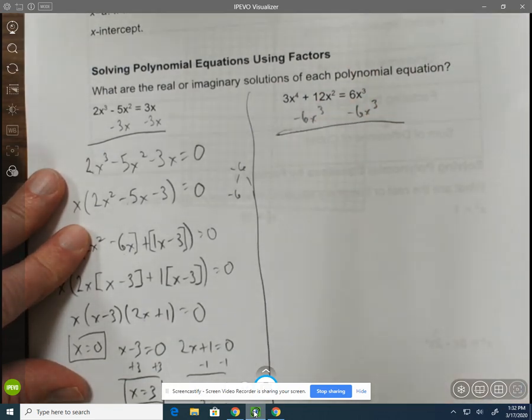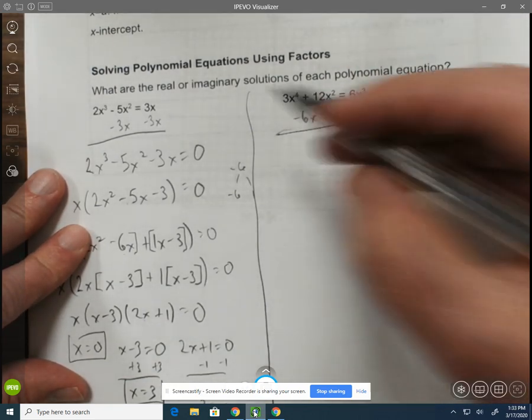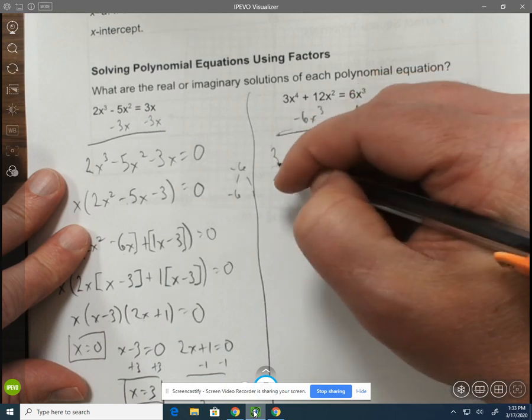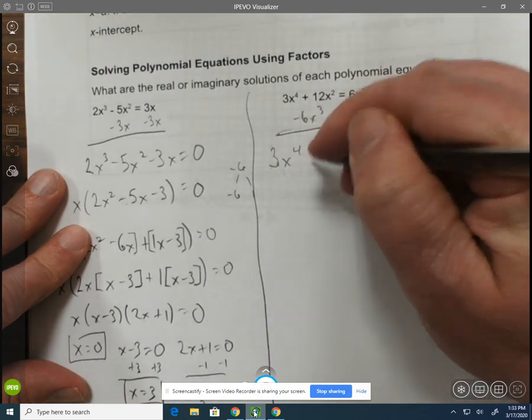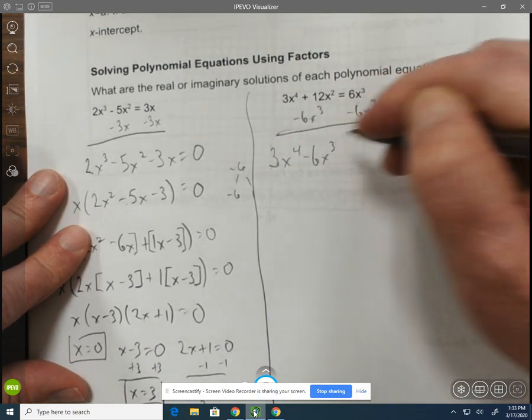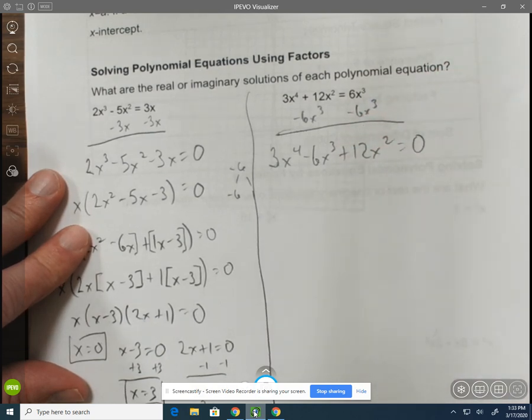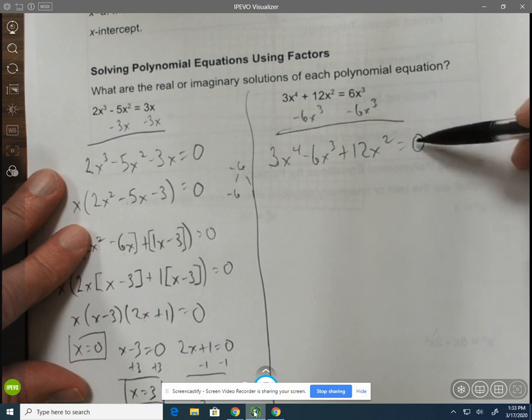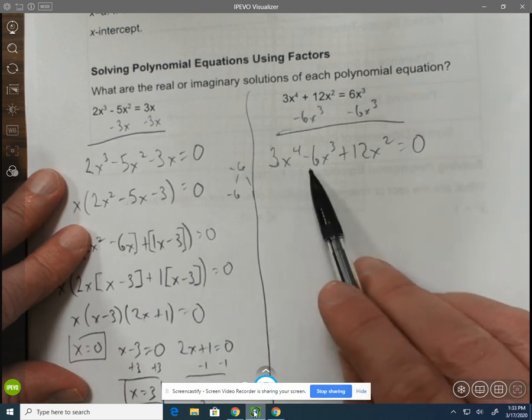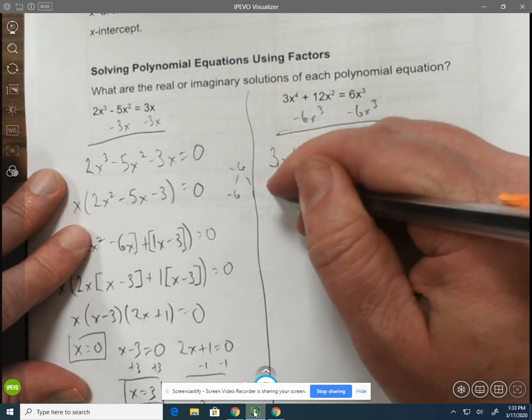And then I'm going to write it in standard form, which means from highest power to lowest power. So I'm going to rewrite this as 3x to the fourth minus 6x cubed plus 12x squared, and it still equals 0 now. 6x cubed minus 6x cubed is 0. And again, I want to look to see if I can factor it. And here, I can take out a 3.